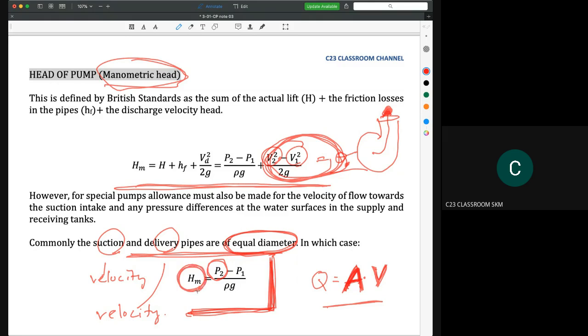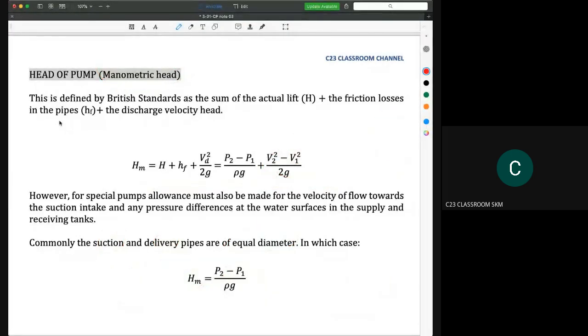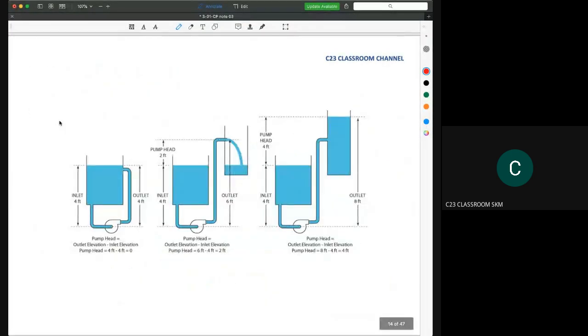So that's why in this calculation, the higher the pressure at the outlet, the higher the value of manometric head. If the manometric head value is bigger, greater, it means that your pump is capable of transferring water from a lower level to a higher level. So the larger the value of manometric head, the higher the water can be transferred. Okay, this is the simple idea about the pump head or the manometric head.